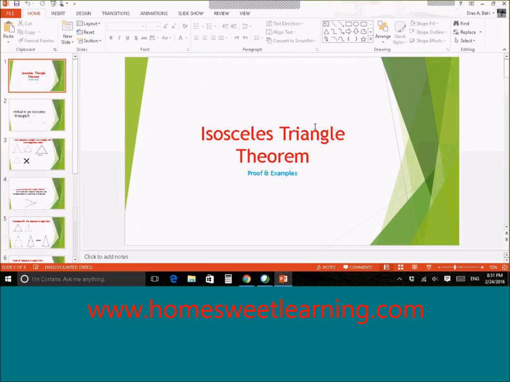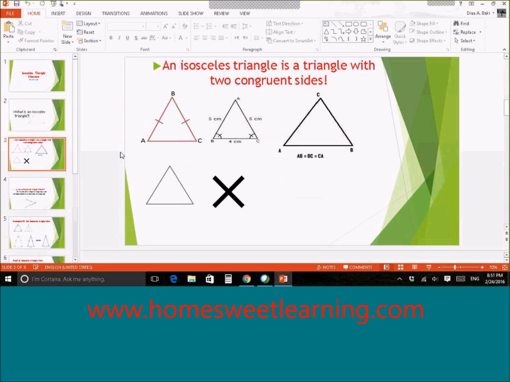So as we said, an isosceles triangle is a triangle that has two congruent sides. That's it. For example, as you see in front on your screen, I showed you many triangles and many examples about isosceles triangles. If you see the first triangle, it has two congruent sides. How do we know this?